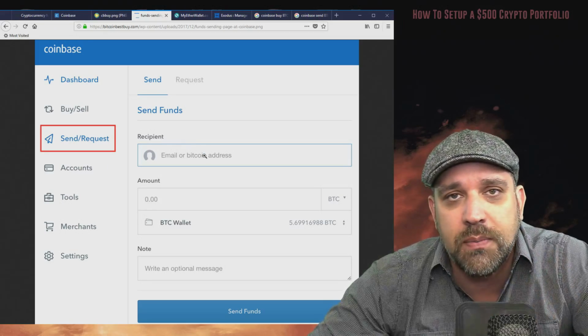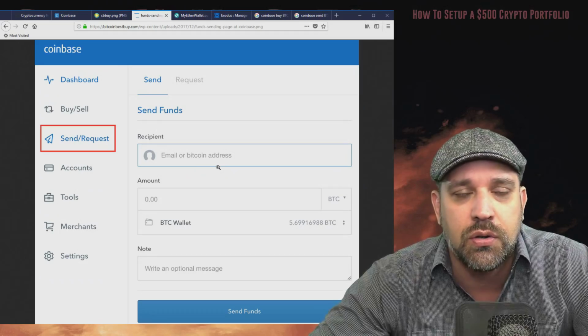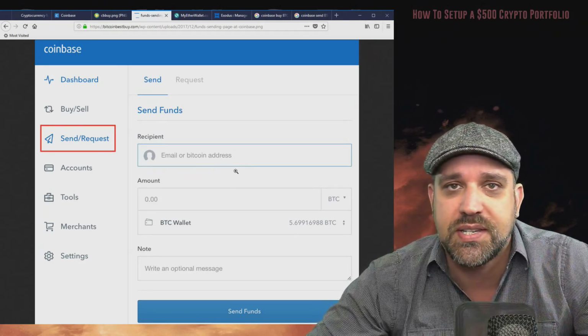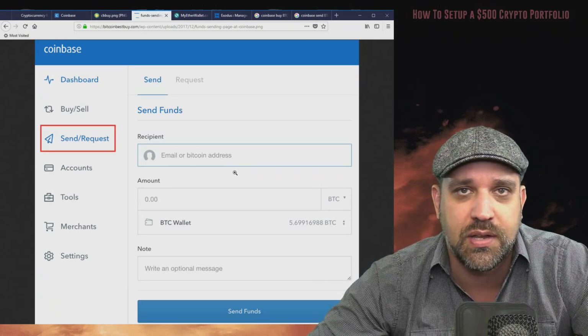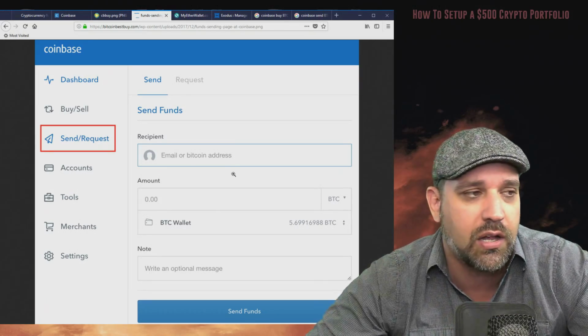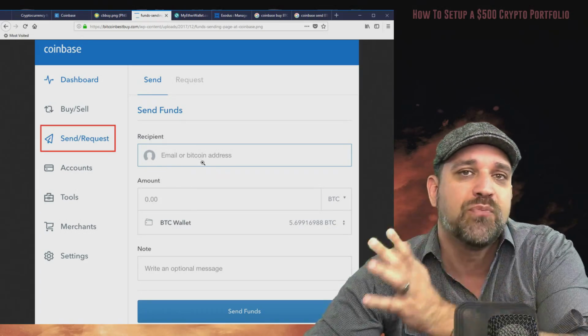Whether you're ultimately going to be sending your Bitcoin or Ethereum to an exchange, which I'm going to show you, and from that exchange is where you're going to make your purchase into your altcoin positions. This is where we're going to establish a diversified portfolio for you using your $500. But this is where you're going to send that Bitcoin from Coinbase to the exchange.